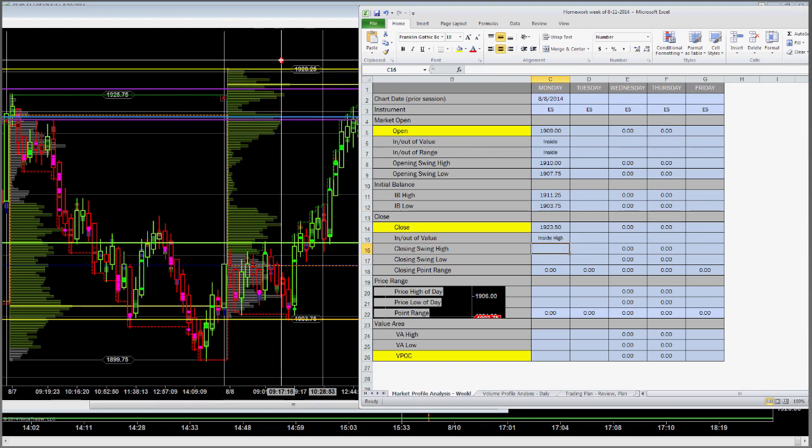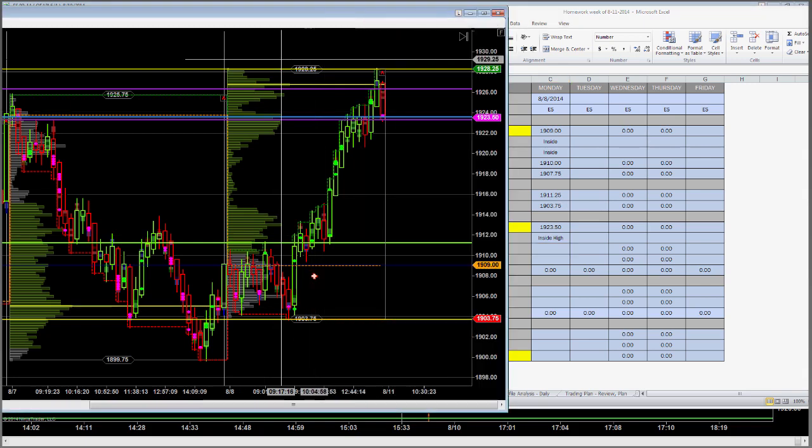Now if it closes outside of value, depending upon the day, typically you're going to see not as much white. This profile is white on the edges and value is yellow. Not going to see too much white, but that's a pretty significant story or end of the story for me.